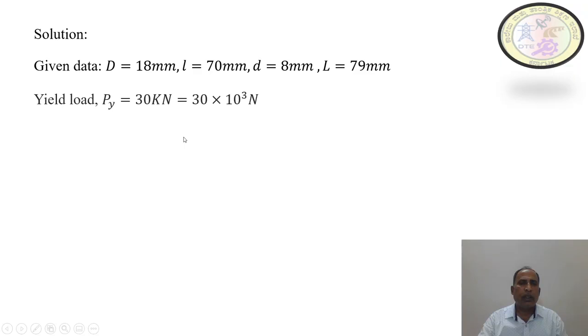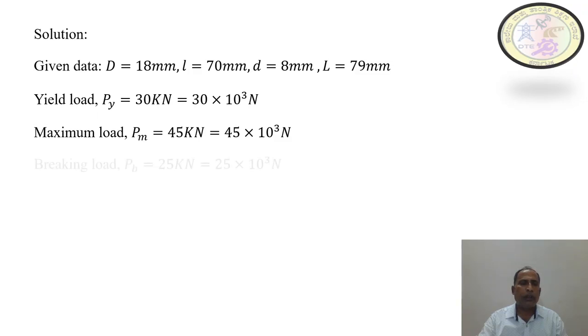So yield load, denoted by Py, is 30 kilonewton, that is equal to 30 into 10 raised to 3 Newton, and maximum load Pm, or you can represent it by Pu, is equal to 45 kilonewton, that is equal to 45 into 10 raised to 3 Newton. Breaking load Pb is equal to 25 kilonewton, that is equal to 25 into 10 raised to 3 Newton.